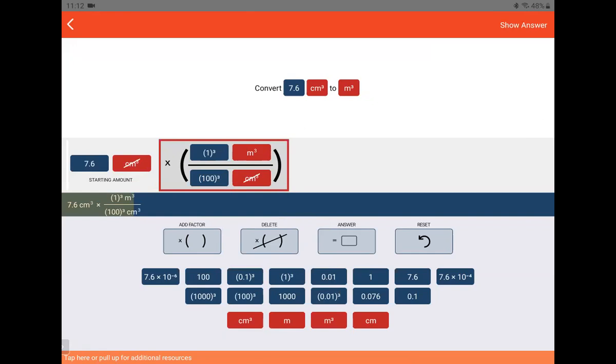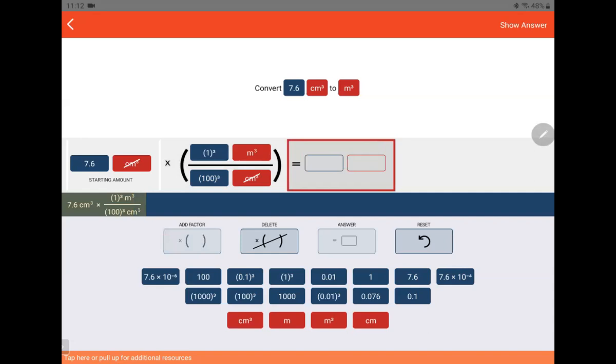We also have to do the same thing with the number. Cube the 1 and cube the 100. 100 cubed is 1,000,000. So to answer our question, we're doing 7.6 divided by 1,000,000, which is 1 times 10 to the 6th. We are dividing it, so it's going to become small, which makes sense, right? Gut check. Do we get a small number or a big number?